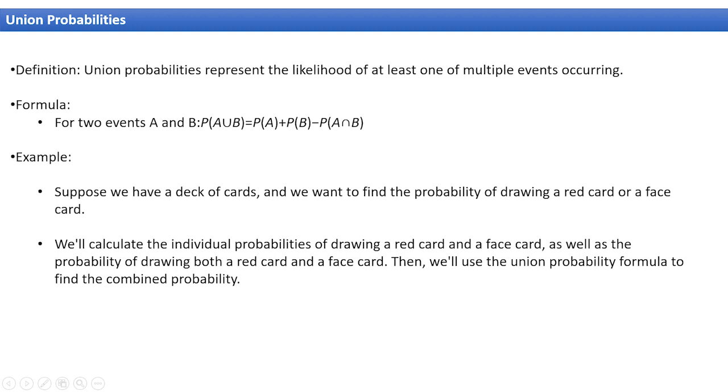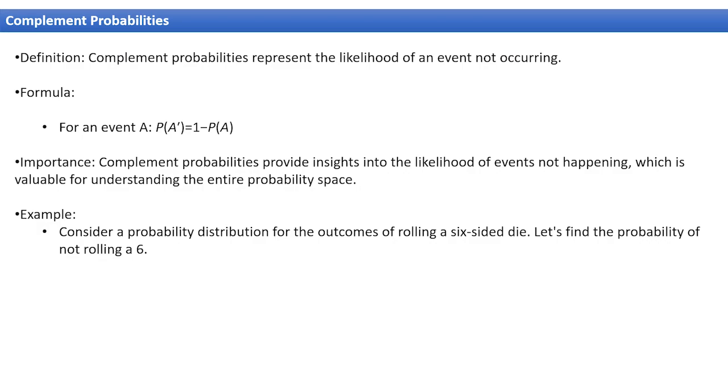Lastly, let's discuss complement probability. Complement probability represents the likelihood of an event not occurring. For instance, if we have a probability distribution for rolling a six-sided die, we might want to find the probability of not rolling a 6. This helps us understand the entire probability space by considering events that do not happen.